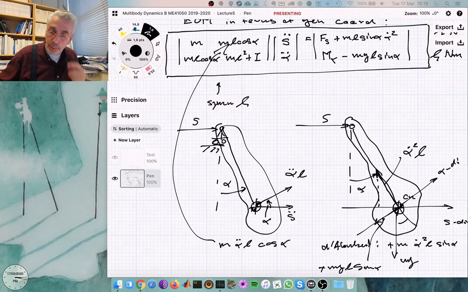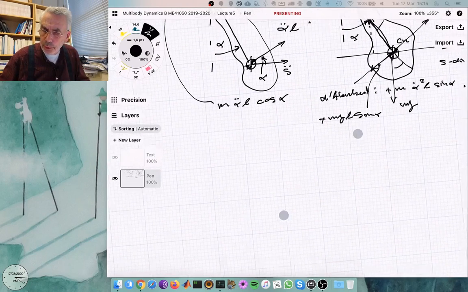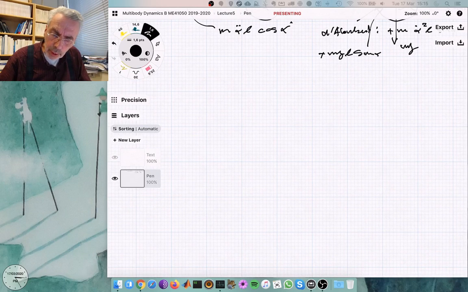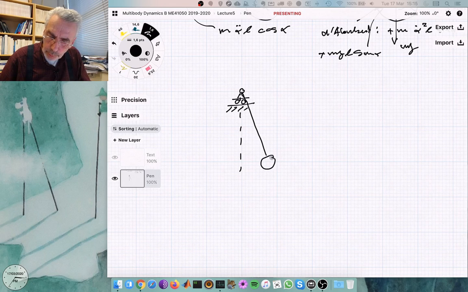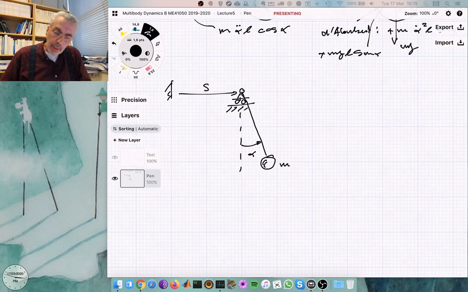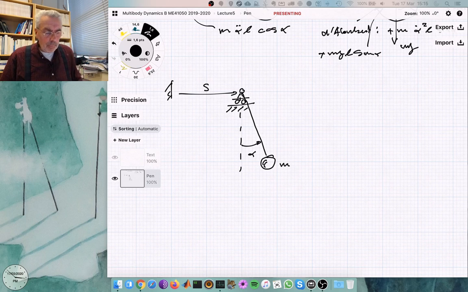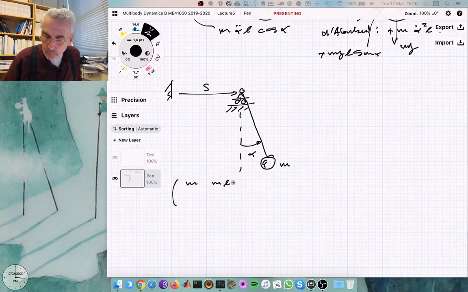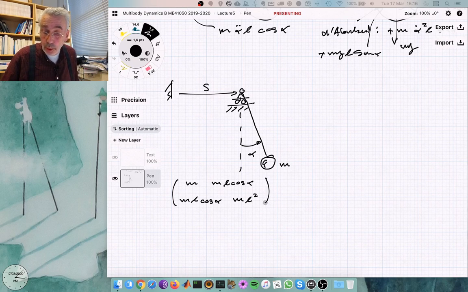Okay, the last 15 minutes I like to spend on one of the quiz questions. Remember that one of the quiz questions was that we looked at this moving pendulum, but in our case it was just a point mass, so it was like this, and then we had a point mass here, just m, and then we had these two coordinates, s and alpha. I think in the quiz they were called a, but let's call them s and alpha here.